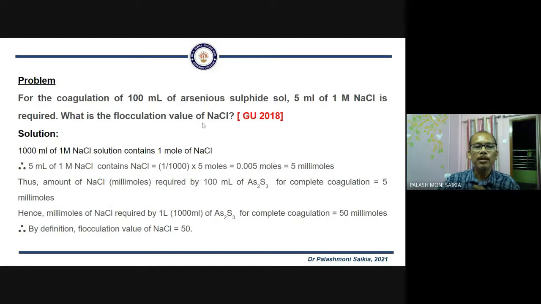But what is flocculating value? It is the amount of the ion required to coagulate 1 liter. For 100 ml we need 5 millimoles. For 1 liter, 1000 ml, how much do we need? 50 millimoles. So the flocculating value, or coagulating value, of NaCl is 50.